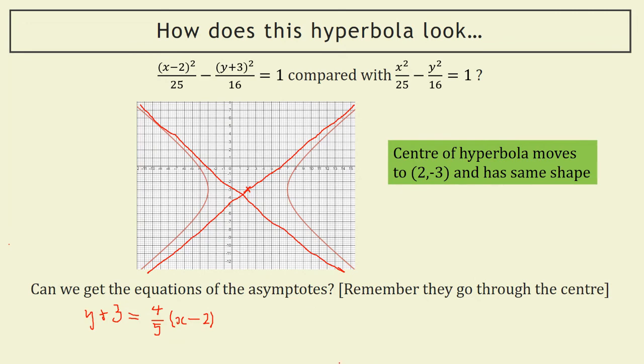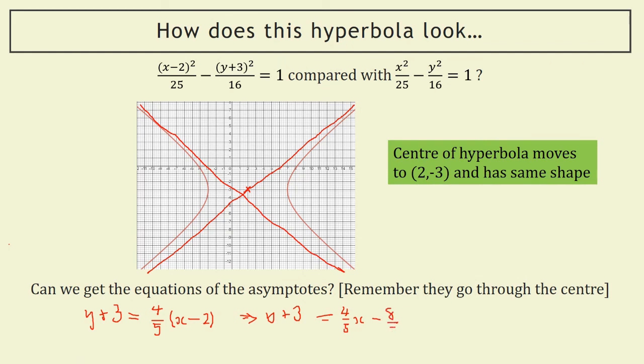You can then deal with that. So this is what we've got here. Let's just deal with it. So what's that really telling me? It's telling me that the equation is y plus 3, if I like, is 4/5 of x minus 2. And minus 2 lots of 4/5 will be minus 8/5.